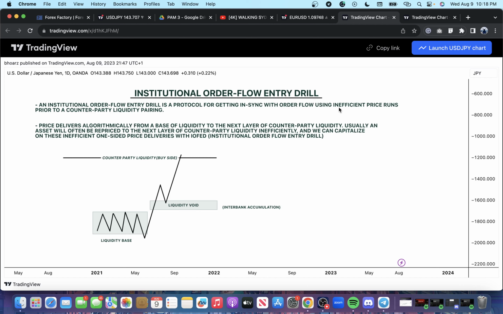Essentially, institutional audit flow integral is a protocol or a method for getting in sync with order flow using inefficient price runs prior to a counterparty liquidity pairing. What that means is that when the market is being delivered, usually it is not delivered based off of true supply and demand.